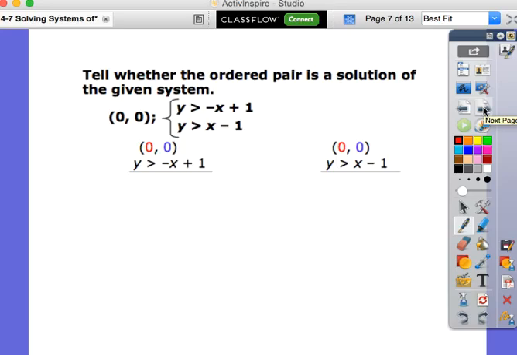Okay, let's try this one. Let's see if 0, 0 would be a solution. So we plug in 0. Zero is greater than 1? No, it certainly is not. So guess what? The answer is no. We're done. You see why you can stop there? Yes.